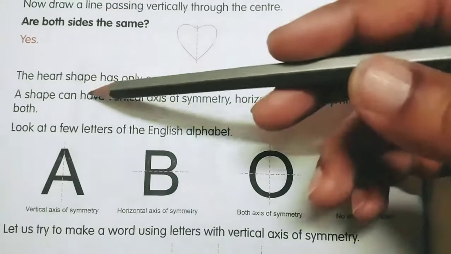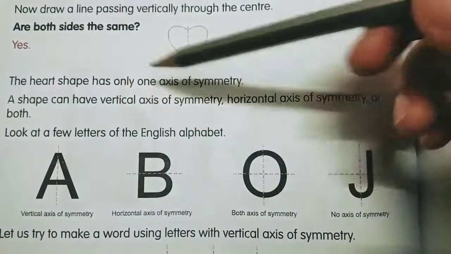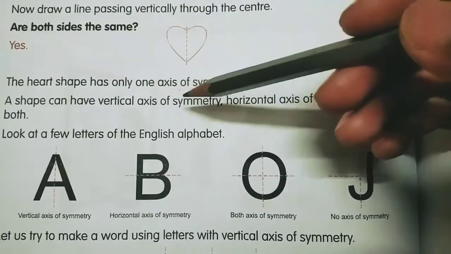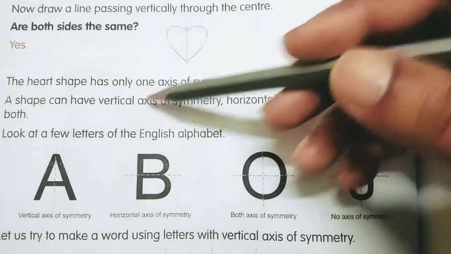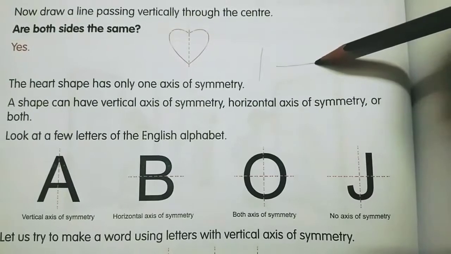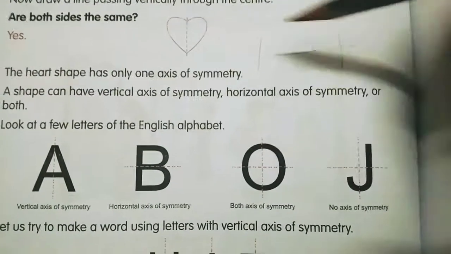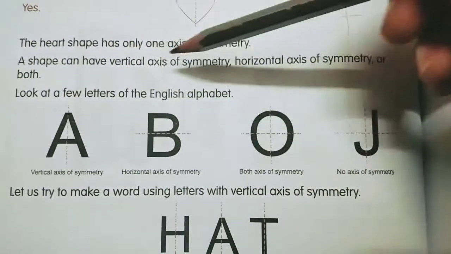Here you can see a shape can have a vertical axis of symmetry, a horizontal axis of symmetry, or both. In any shape you can find one line, this vertical line of symmetry like this, and a horizontal line of symmetry like this, and in some figures you can see both. Like this. So here some examples of English alphabet are given.